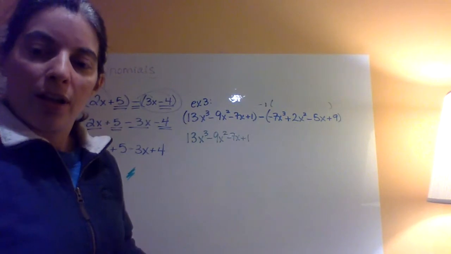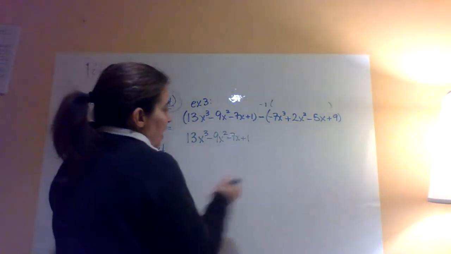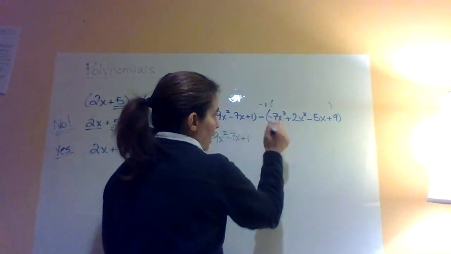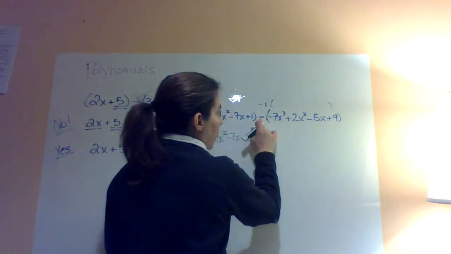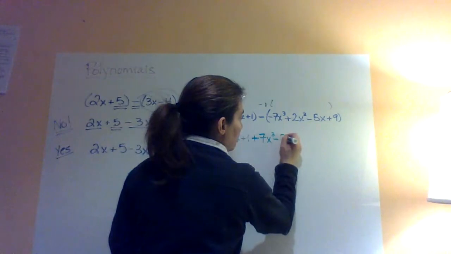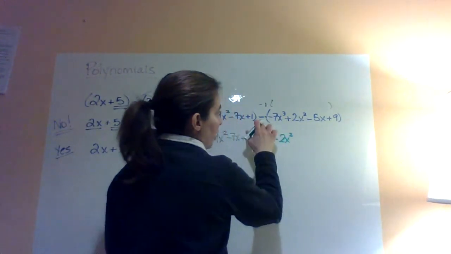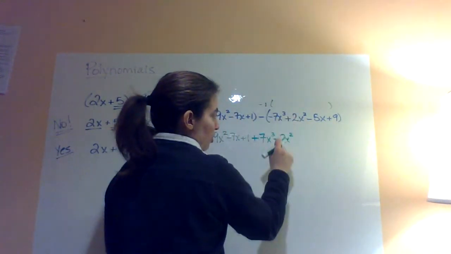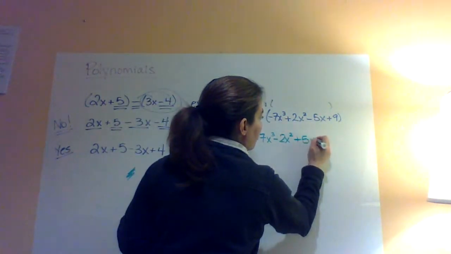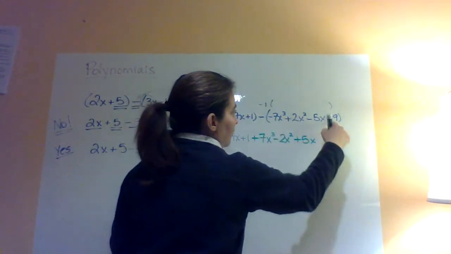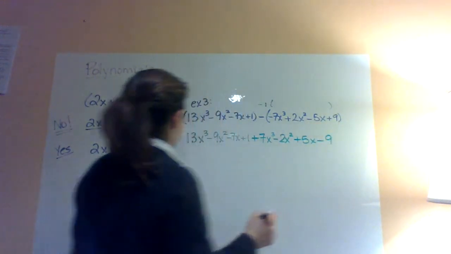So that first part is all going to be the same. Now, minus negative 7 is plus 7x to the third. Minus 2x is just going to be minus 2x squared, right? Or you can think negative 1 times a 2 is negative 2. Minus negative 5 is plus 5. So plus 5x minus 9, it's like that.